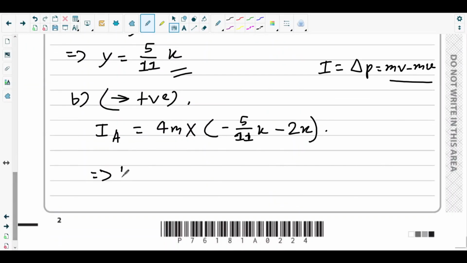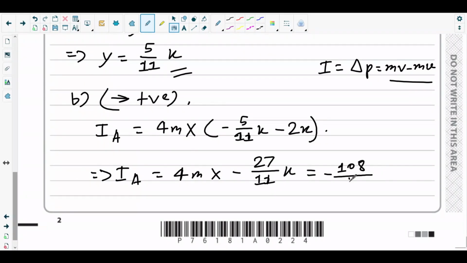So impulse on A would be 4m times negative 5 over 11 minus 2. Use your calculator. Negative 5 over 11 minus 2 gives you negative 27 over 11 x. Then times 4, that gives you negative 108 over 11 mx.